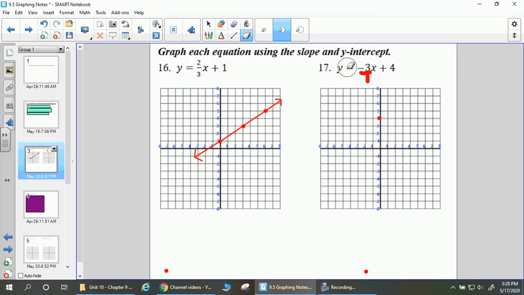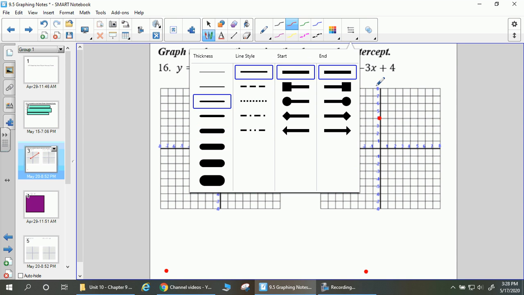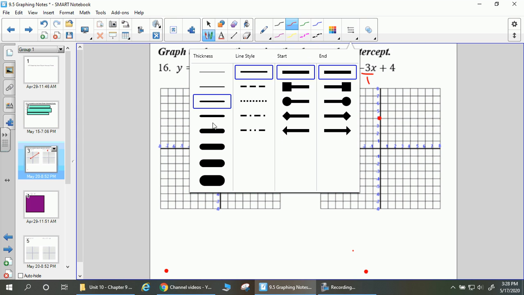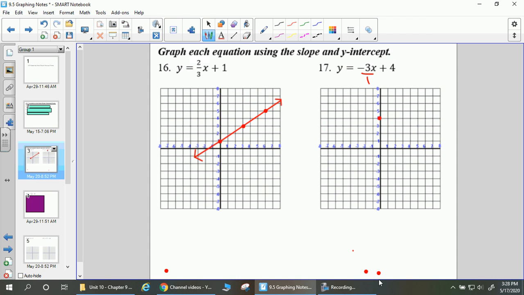Let me fix that since my marker was on the fatter setting. It's not very clear. Put it over 1. There we go. You always want it to be a fraction. That way you have the rise and the run available. Your top number might be negative like it is here. That means you count down instead of up. But the bottom is always going to have you counting to the right.